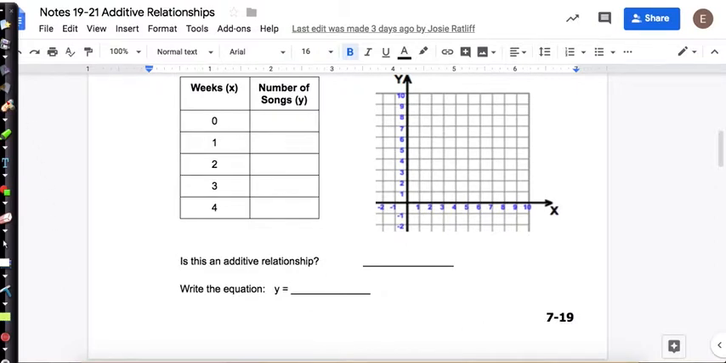So before she even started, she already knew 5 songs. So at 0 weeks, she knew 5 songs. And then she learns one song per week. So after 1 week, if she already knew 5 songs and she learned a song after week 1, then she now knows 6. And then after 2 weeks, she now knows 7. And after 3 weeks, she now knows 8. And after 4 weeks, she now knows 9.